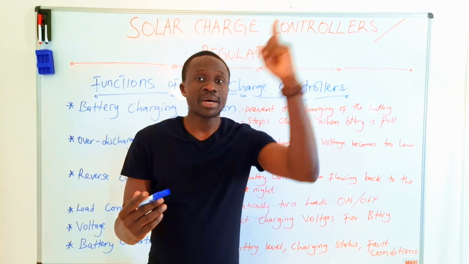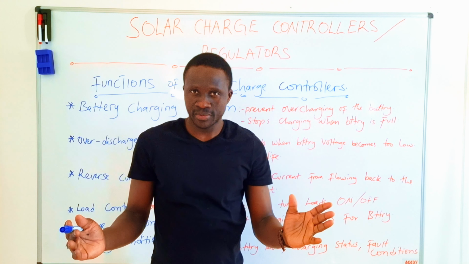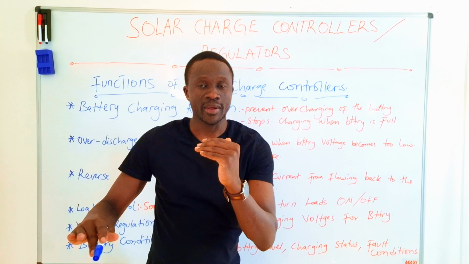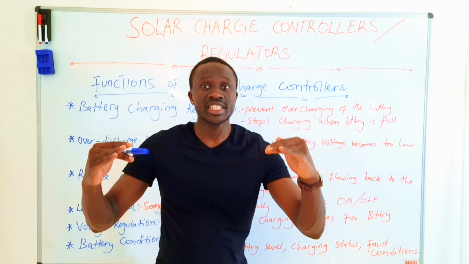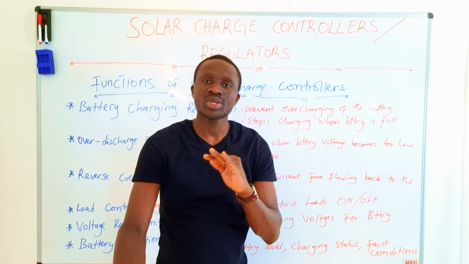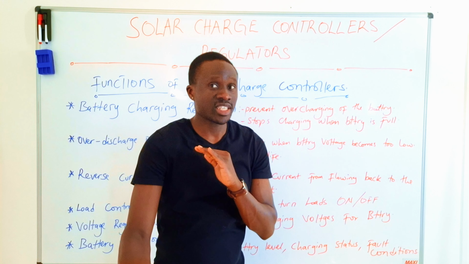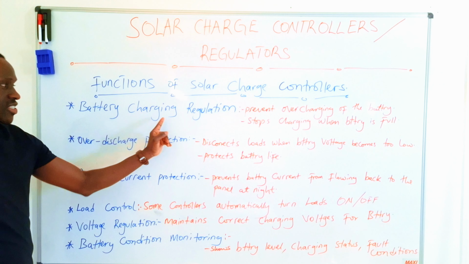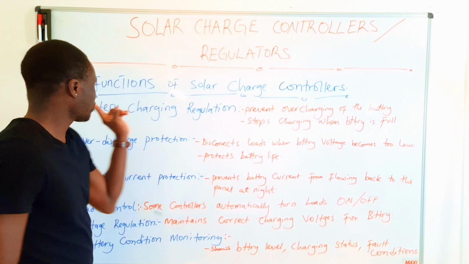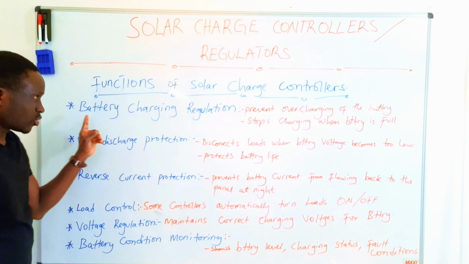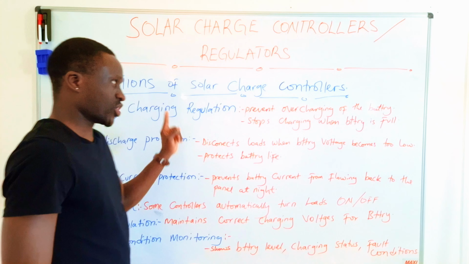Our regulator, the panel is sending 21 volts, that is too much, okay? Now we need like 15 to charge the battery. This regulator will regulate it to 15 volts so that the battery can charge slowly at its pace so that it doesn't get a fault, okay? And that is our first function of a solar charge controller, to regulate battery charging.